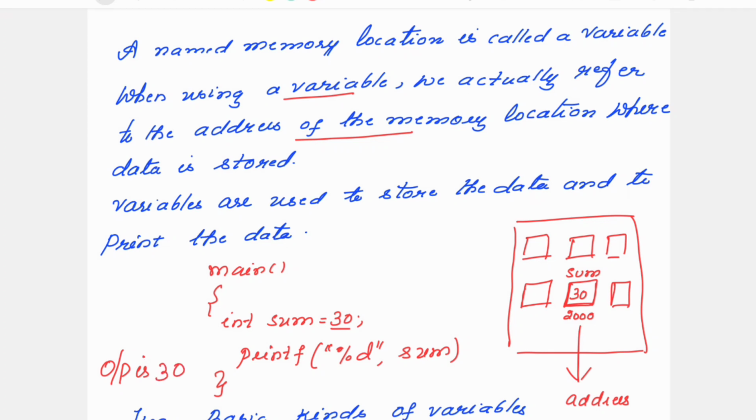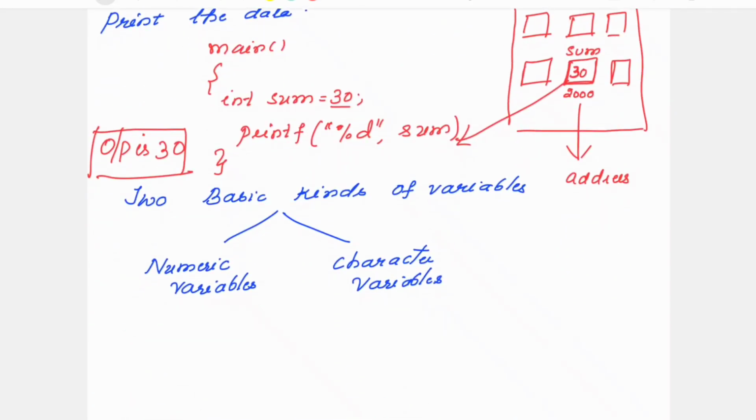Variables are used to store the data and to print the data. When you write int sum equal to 30, you have initialized the value in the program itself. You have another option also, to give the value through the standard input using the scanf function. So either this way or that way, the value is getting stored. So you are making use of the variable to store the value here. And when you try to print that value, you need this printf %d. It will fetch the value from the memory location and print the output on the terminal. So this is how you should understand the concept of the variable.